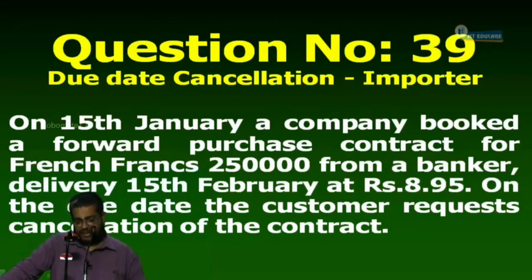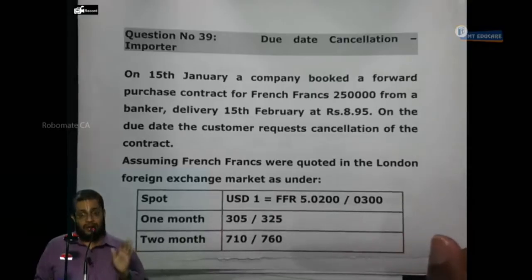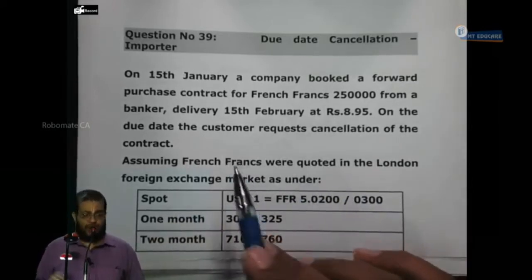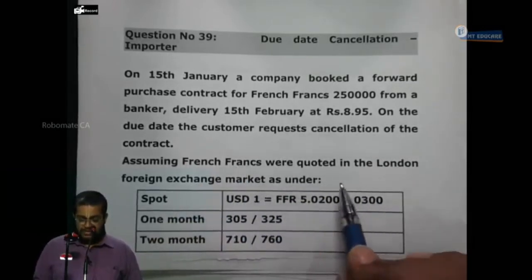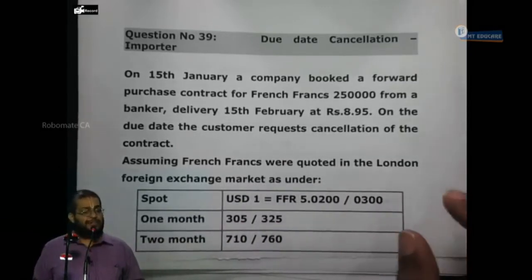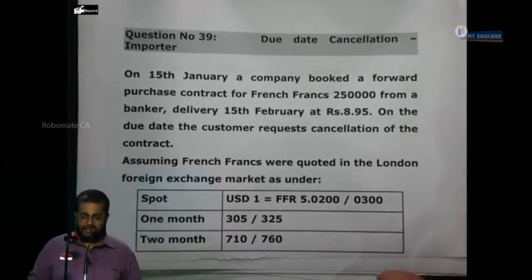On 15th January, a company booked a forward purchase contract for French franc 2,50,000 from a banker. Delivery 15 February at 8.95. That rate is required. On the due date, the customer requests the cancellation of the contract. Assume French francs were quoted on the London foreign exchange market as under.